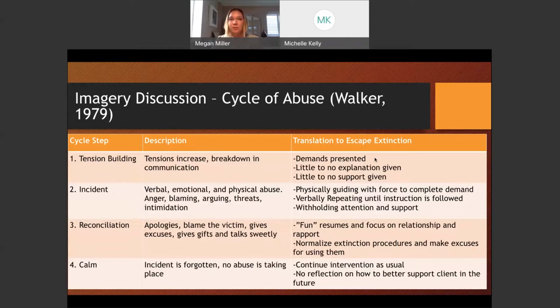Again, I've seen numerous cases where escape extinction procedures have been in place for years with children and adults, with them being forced physically to do various things, and their graphs aren't changing at all. Their data is still high. They're still engaging in a lot of escape behavior, and no reflection is being given as to why that's happening and how we can do things differently and better support the learner.